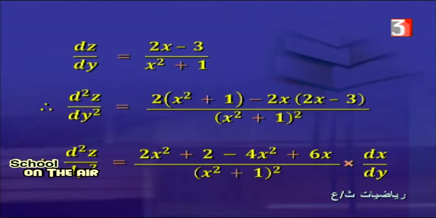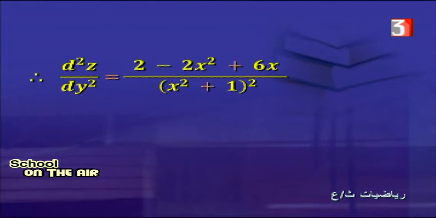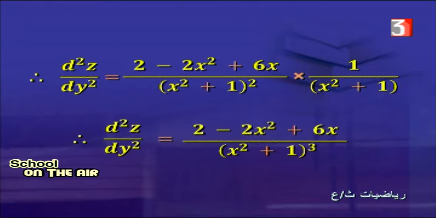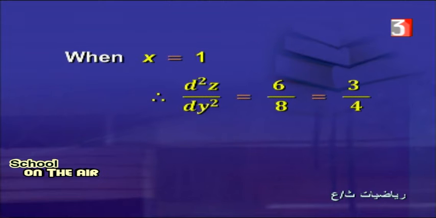dx/dy equals 1 over x power 2 plus 1. Then the second derivative d2z/dy power 2 equals 2 minus 2x power 2 plus 6x over x power 2 plus 1 all power 2 times 1 over x power 2 plus 1. The second derivative d2z/dy power 2 equals 2 minus 2x power 2 plus 6x over x power 2 plus 1 all power 3. When x equals 1, then d2z/dy power 2 equals 6 over 8 equals 3 over 4.